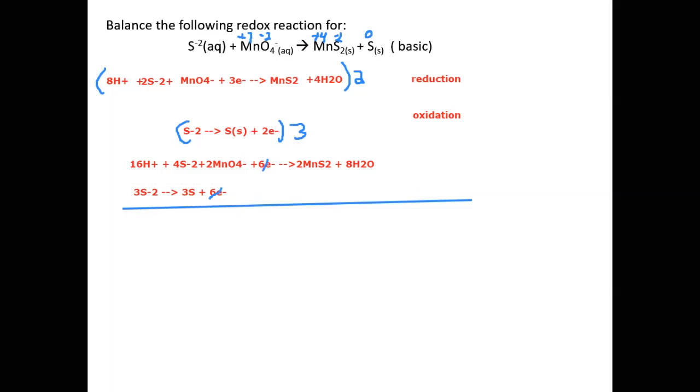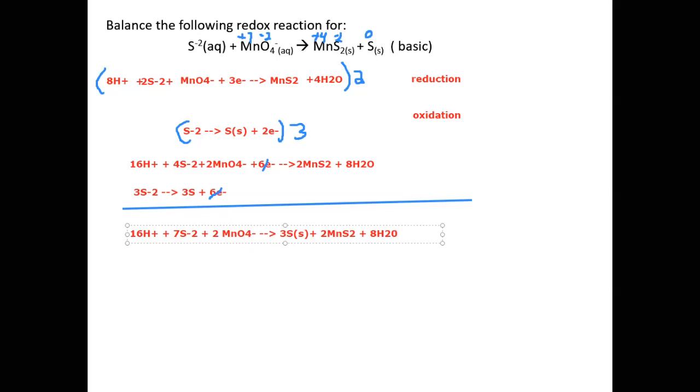So we get 16H plus, 7 S2 minus, plus 2 MnO4 minus yields 3S solid plus 2 MnS2 plus 8 H2O. Alrighty. Whew.